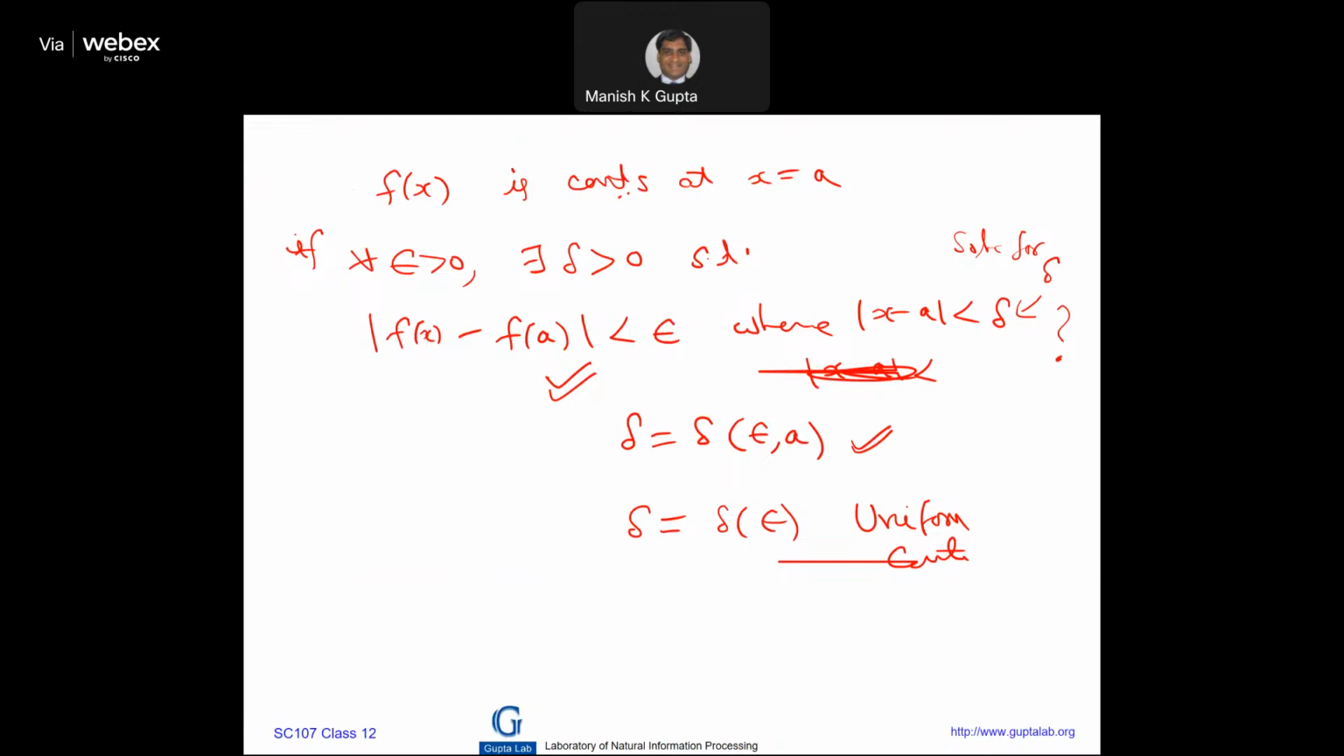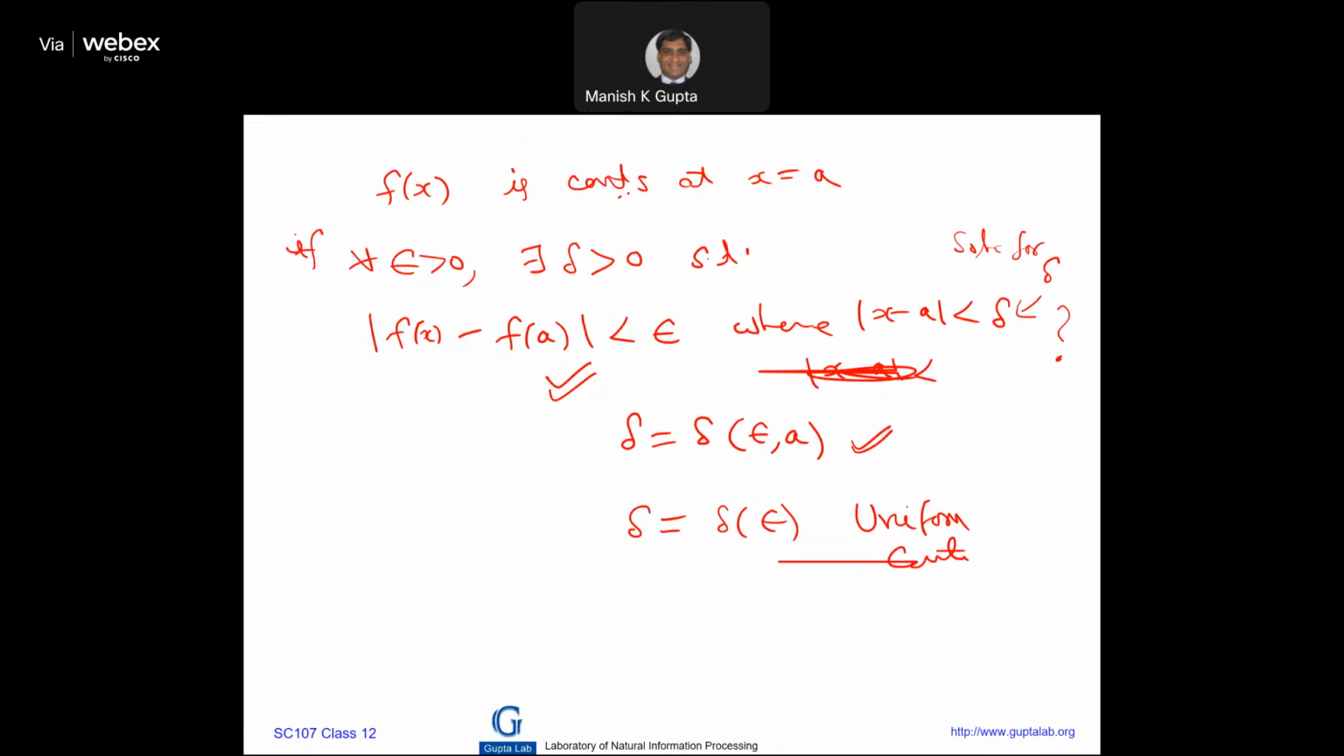So one way is, if you want to show that the function is uniformly continuous, you take this definition and solve for delta. If it turns out that delta is only a function of epsilon and not the point A under consideration, you are done. But normally people don't use this method because it is a bit tedious, a bit lengthy. So they have come up with some characterizations, and I'm going to mention some of those.